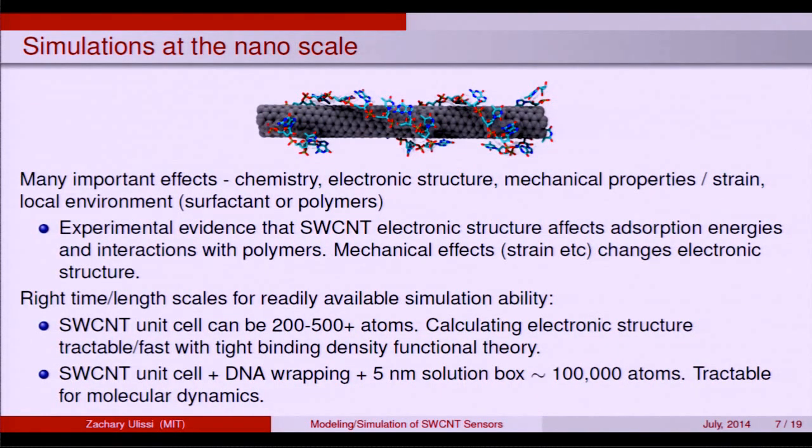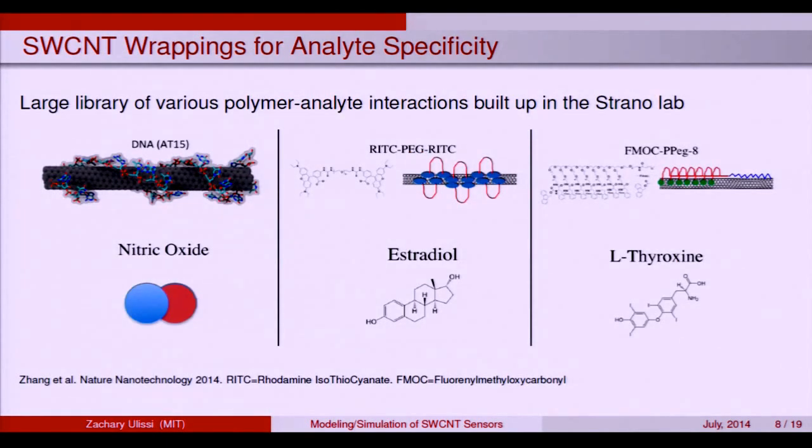And at the same time, the scales that we're interested in for electronics, the unit cell might be 200 to 500 atoms. We can do that pretty easily with tight binding density functional theory, on the order of a day with a modern desktop. And if we're looking at how, for example, one of these polymers will wrap a carbon nanotube, if we include a small solution box, it's usually about 100,000 atoms for a single carbon nanotube unit cell. And so that's something that is relatively straightforward to do with molecular dynamics without having to go to the limits of what people are doing for other systems.